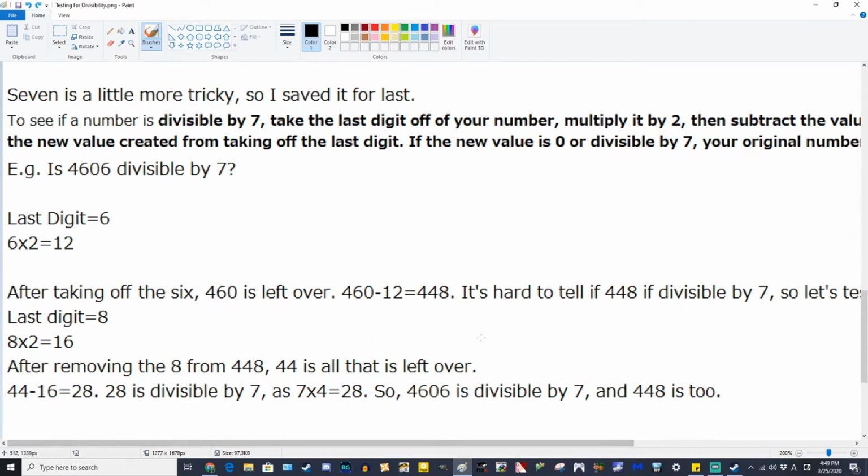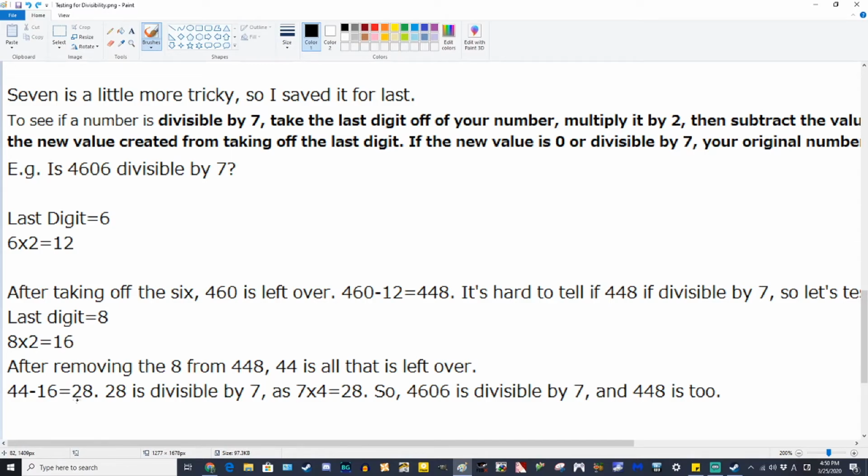So let's test to see if 448 is divisible by 7. The last digit of 448 is 8. So we take the 8 off. We multiply it by 2. 8 times 2 is 16. After removing the 8 from 448, 44 is all that's left over, because if you literally take the last digit off, you're left with 44. So that's where 44 came from. 8 times 2 is 16. So we take our number, and we subtract 16, the number we got from multiplying the digit we took off by 2. After we subtract it, we get 28.